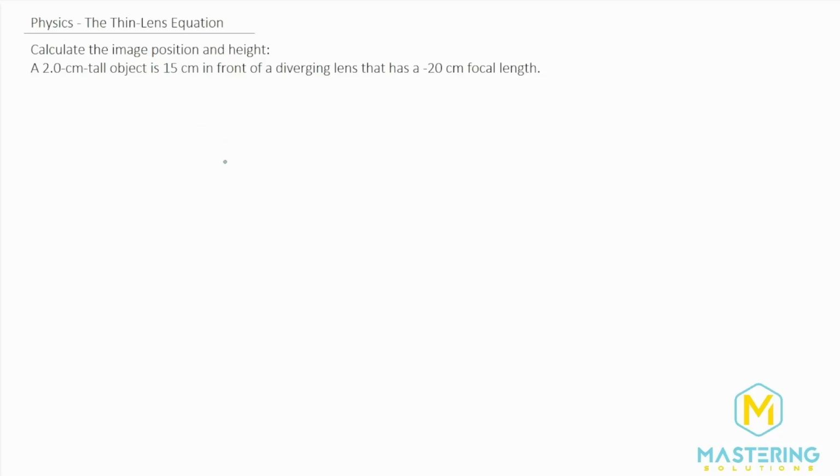Welcome to Mastering Solutions. We don't have to draw a ray diagram with these ones. We're just asked to calculate the image position and the height. And with these ones, it's really important to remember the sign conventions.